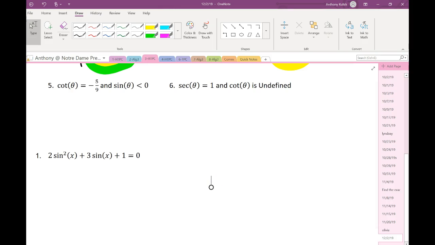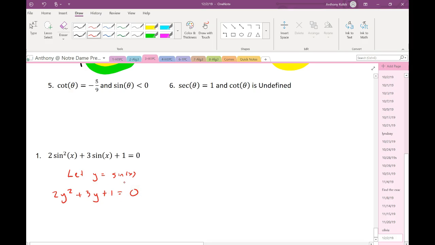Ignore the numbering, somehow that's goofed here. Okay, so when I look at this, I see quadratic. So I'm just going to replace those sine x's with y's. Gives me this.